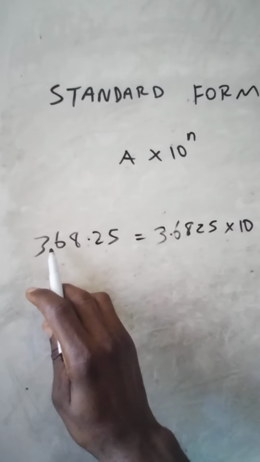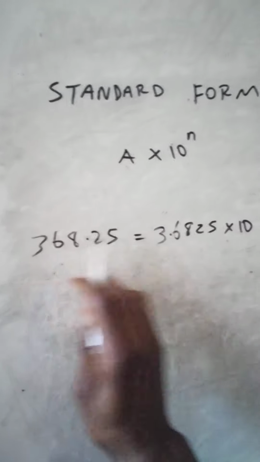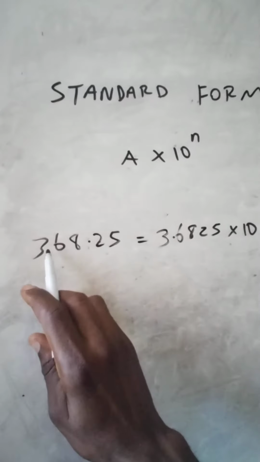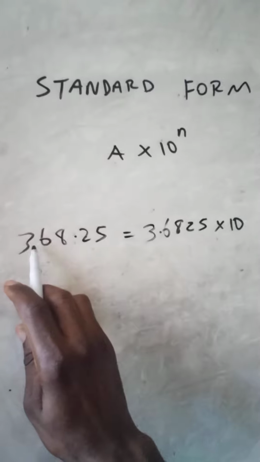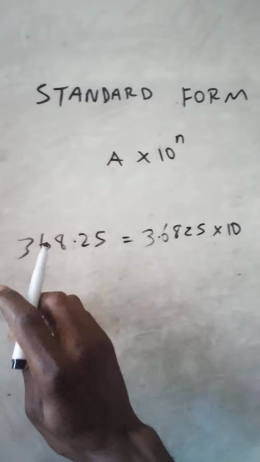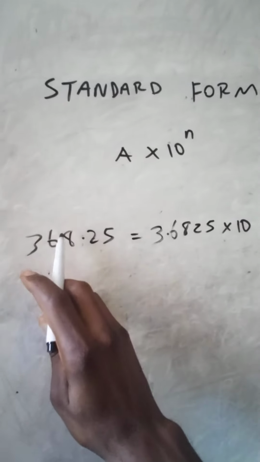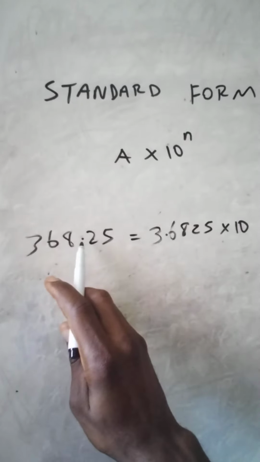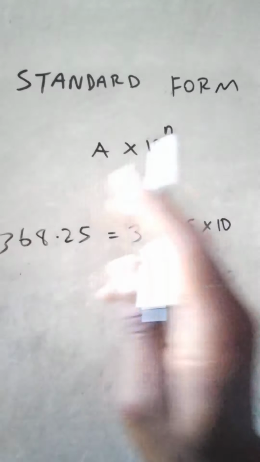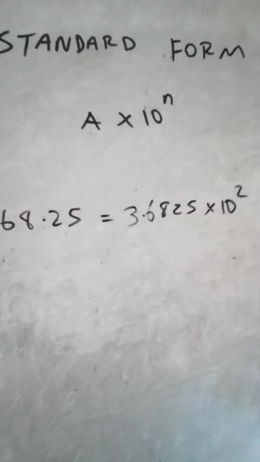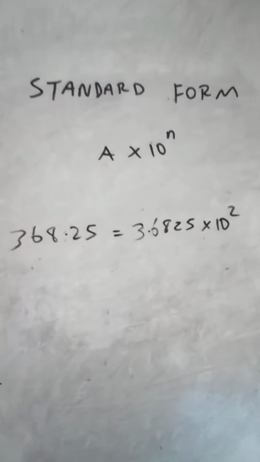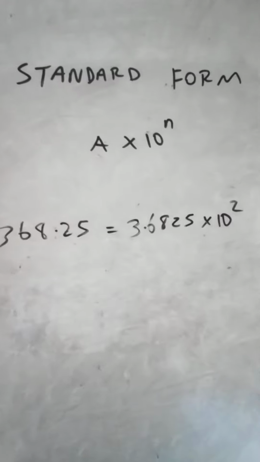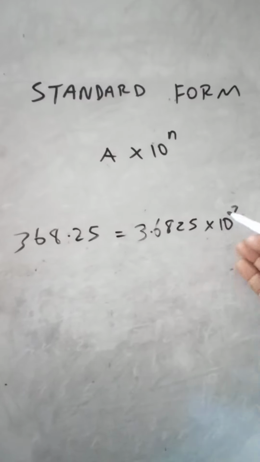So which direction do I need to go now to get back to this original number? The point is here in the new number. To get back to the original number, I'm going to say, okay, 1, 2. So I move 2 places to the right. So that's your answer. Because it's to the right, it's positive.